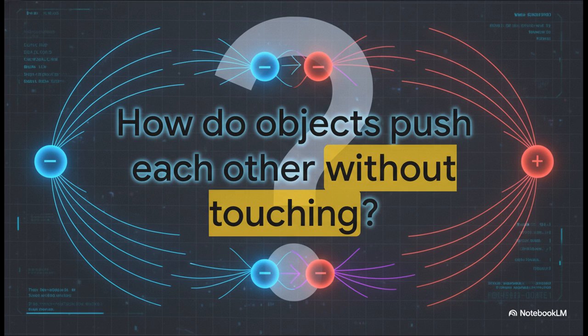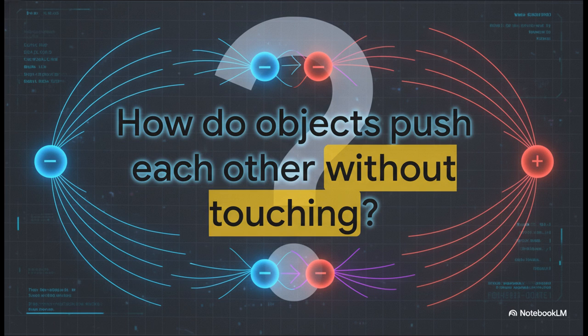How do objects push or pull on each other without ever making physical contact? Think about it. If I want to move a coffee cup on my desk, I literally have to touch it, right? But charged particles, they don't. They exhibit this crazy action at a distance. They can repel or attract one another straight across the vacuum of space.